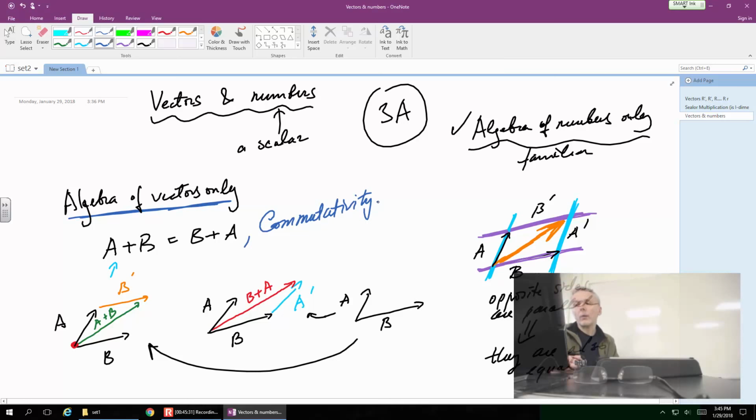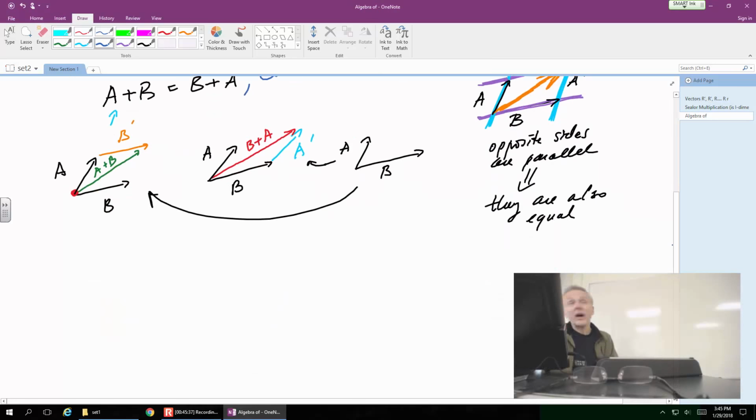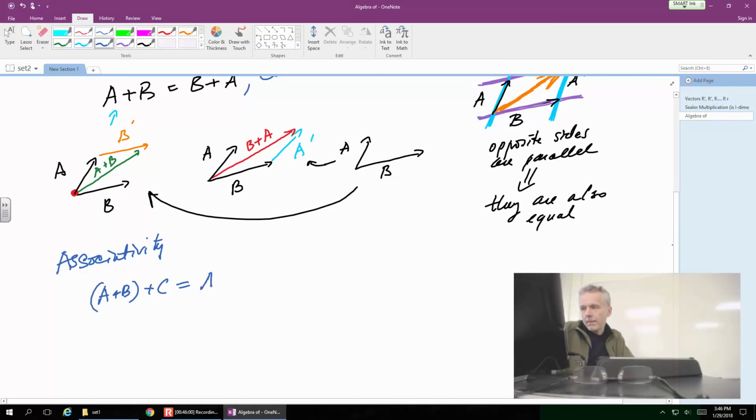Okay, so that's not entirely the end of it. Do you remember any other properties of the algebra of addition? Commutativity. What else? Associativity. Okay, give it to me. Associativity: A plus B in parentheses plus C equals A plus B plus C, for instance.